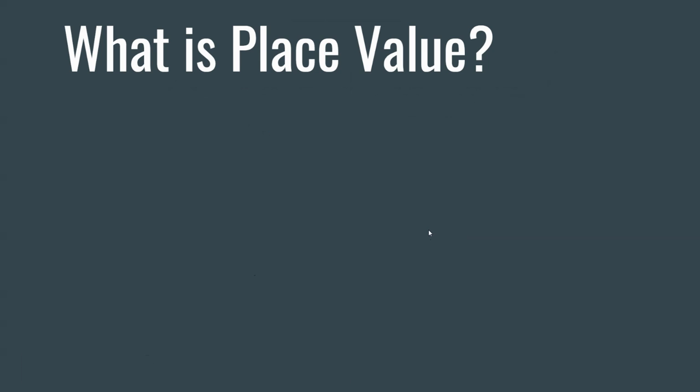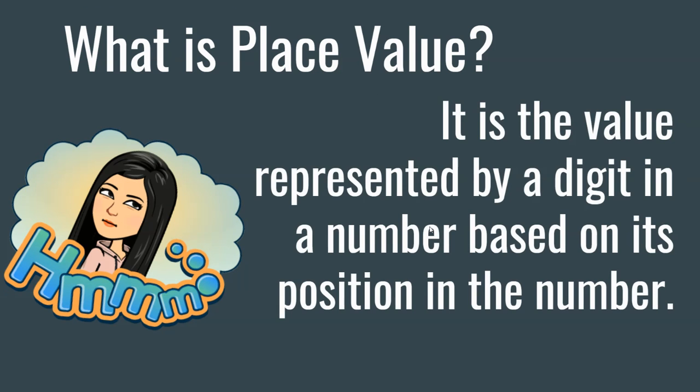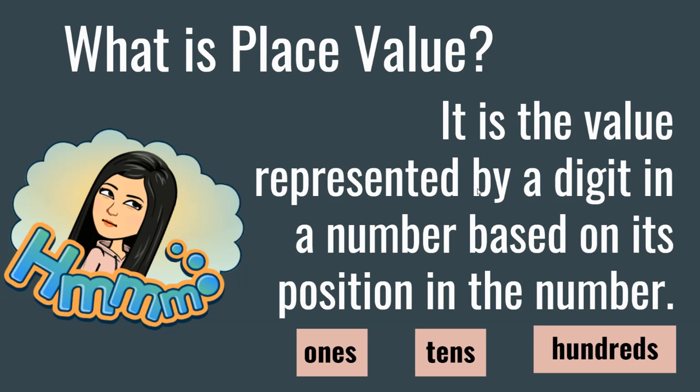So first, let us define what place value is. Place value is the value represented by a digit in a number based on its position in the number. Today we're going to discuss three place values: ones, tens, and hundreds. It means we're going to discuss three digits only.